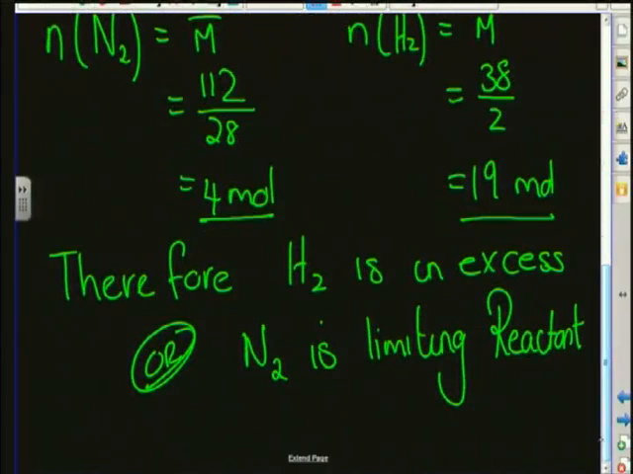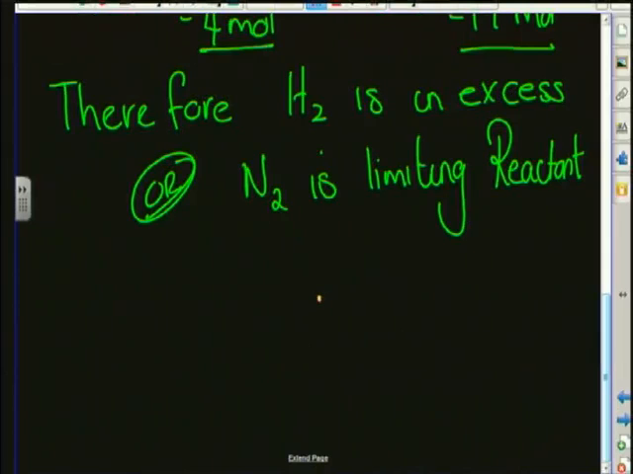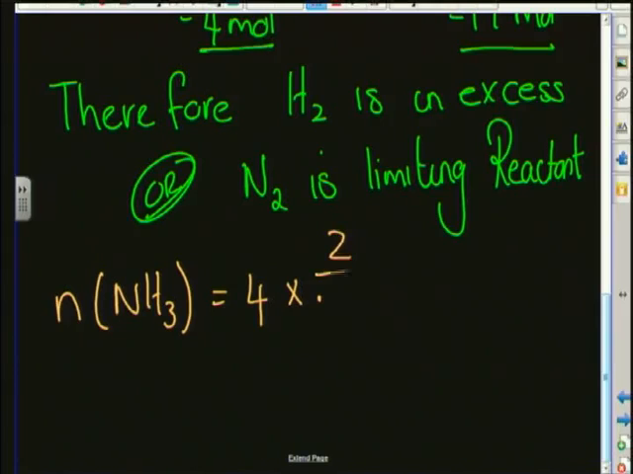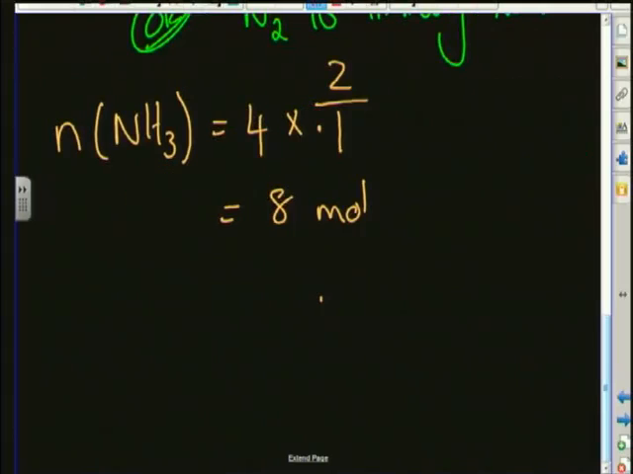Okay? So that means when I get here, the number of moles of ammonia is going to be the 4 moles from the nitrogen times what I want, which is the ammonia, which was the mole ratio of 2, divided by the nitrogen, which was 1. That means I get 8 moles of ammonia. 8 moles. That's a lot.